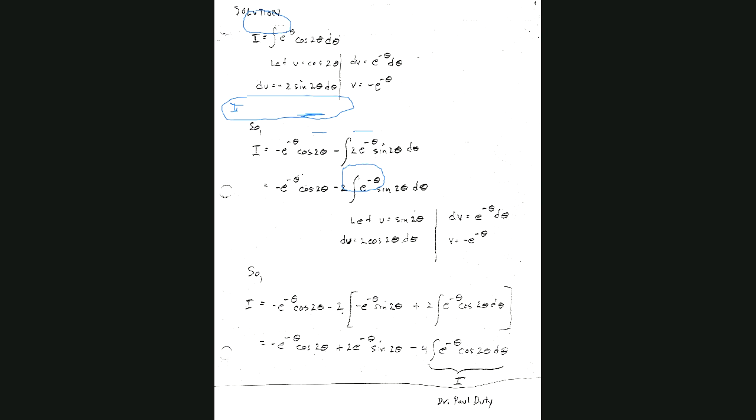But the point is, I could write now the integral. By integrating by parts twice, my integral I is equal to negative e to the negative theta times the cosine of 2 theta plus 2 times e to the negative theta times the sine of 2 theta minus 4 times my original integral. Okay, so let's make sure we're okay with this step here. And it's being recorded.